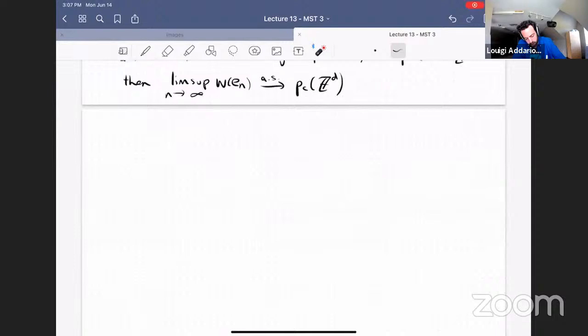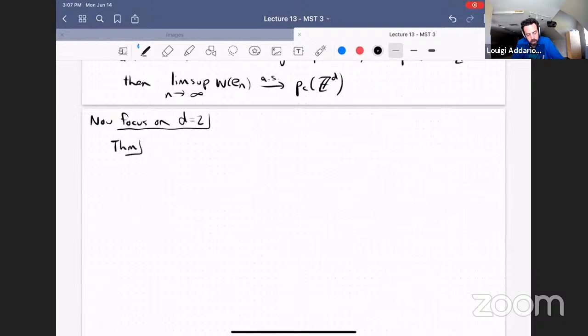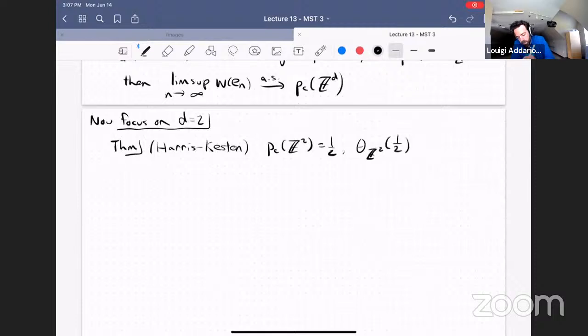Okay, so now we'll focus on two dimensions, and in this setting, there's the famous Harris-Kesten theorem, which identifies the percolation critical probability as a half, and also says that there's no percolation at criticality. So if you look at the probability at a half of an infinite cluster existing, that probability is zero, right?